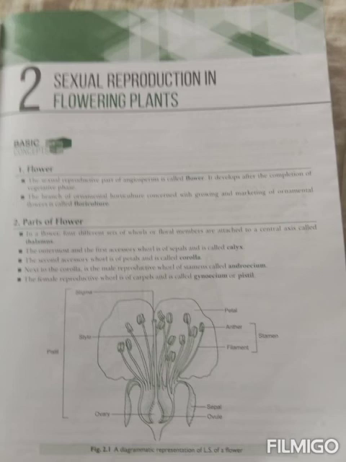Next question, explain the phenomenon of double fertilization. Draw a labelled diagram of a typical anatropous ovule. Double fertilization means what? Syngamy, where one male gamete fuses with the egg cell to form a zygote. In triple fusion, the second male gamete fuses with the two polar nuclei.